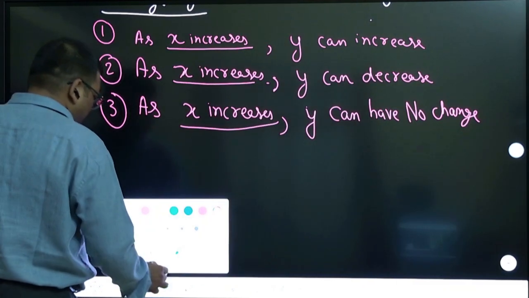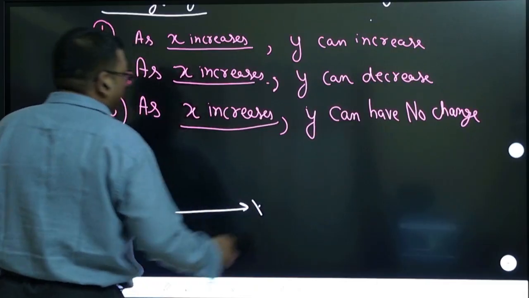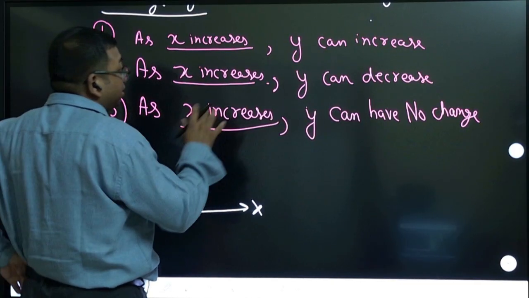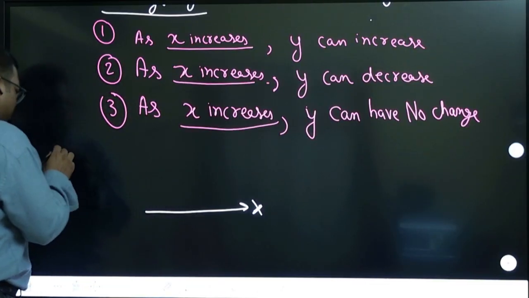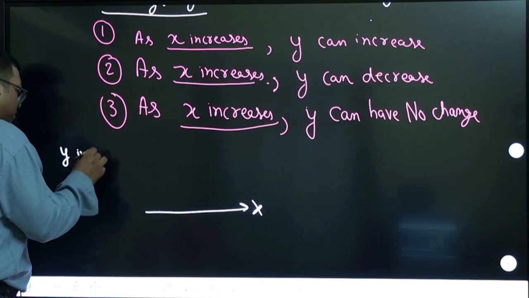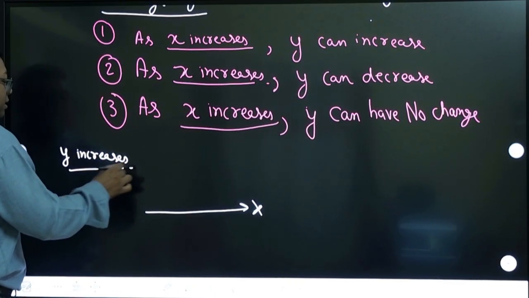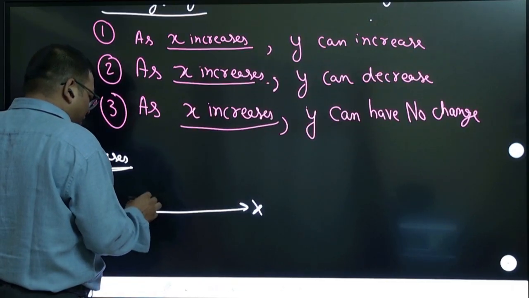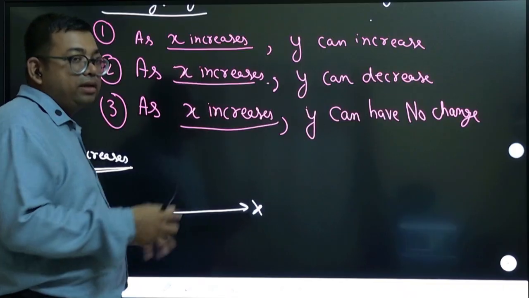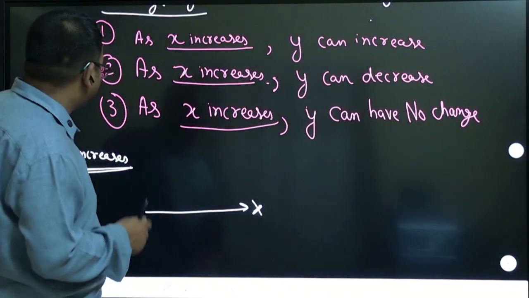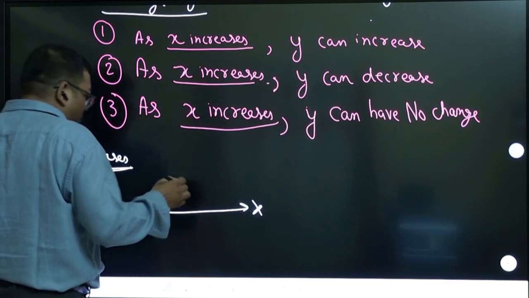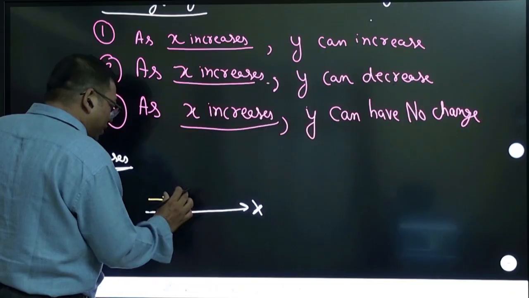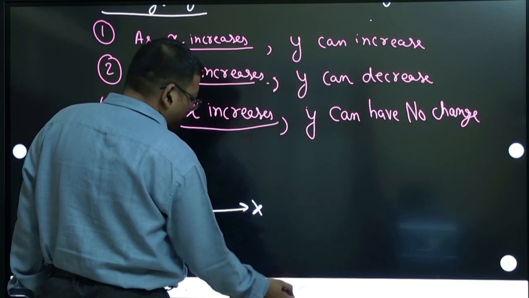So let us try to take a graph, x. Suppose y increases. Now we are seeing only y increases. So y can increase in different manners. How can y increase? Let us try to understand. There are three ways y can increase, okay? How? Let us consider equal increases in x, equal changes in x.